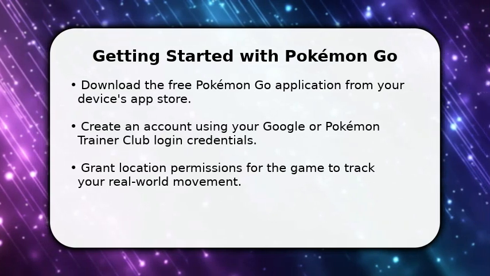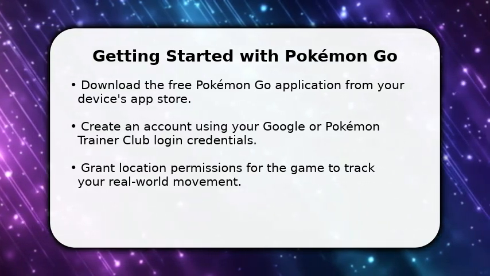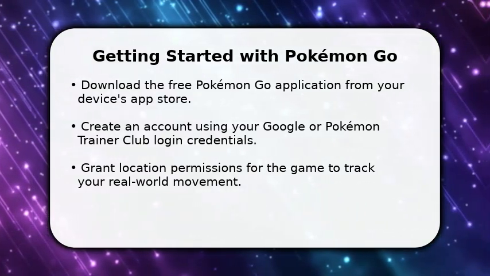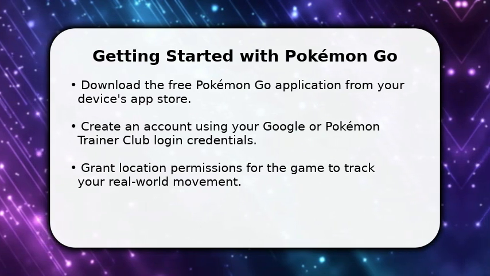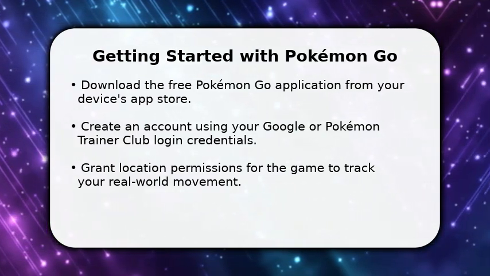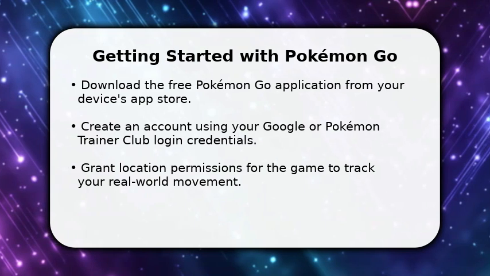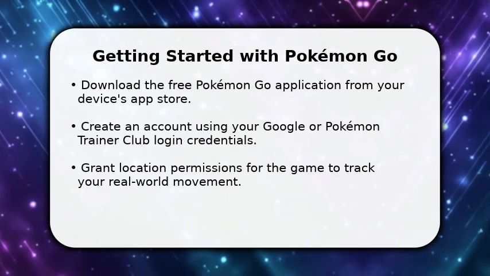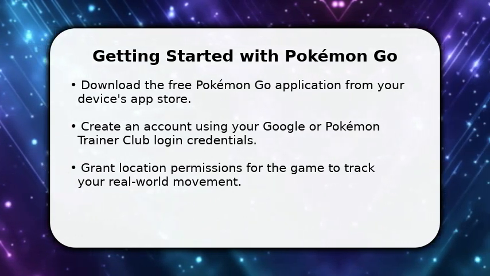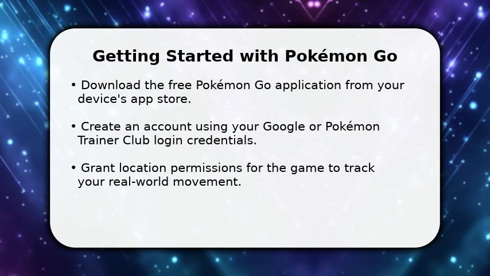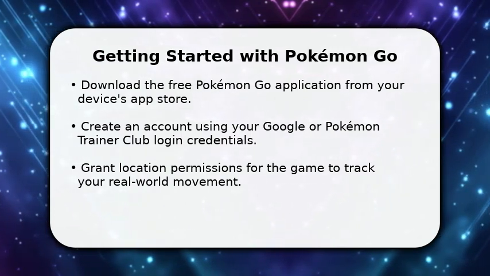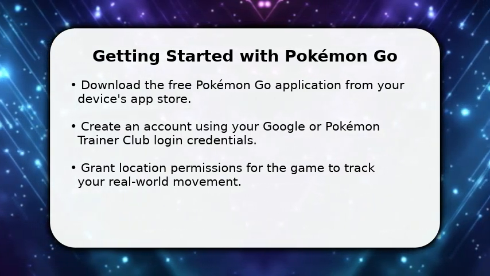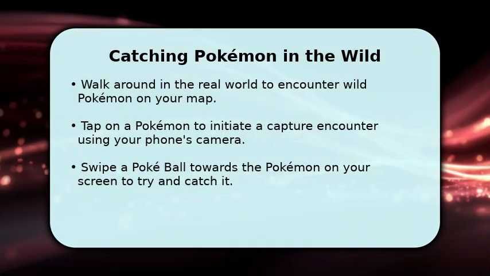In this video, I will explain how to play Pokémon Go. First, you will need to download the free Pokémon Go application from your phone's app store. Once installed, create an account using your Google or Pokémon Trainer Club credentials. Remember to grant the necessary location permissions so the game can accurately track your real-world movements. Finally, customize your unique avatar's appearance.